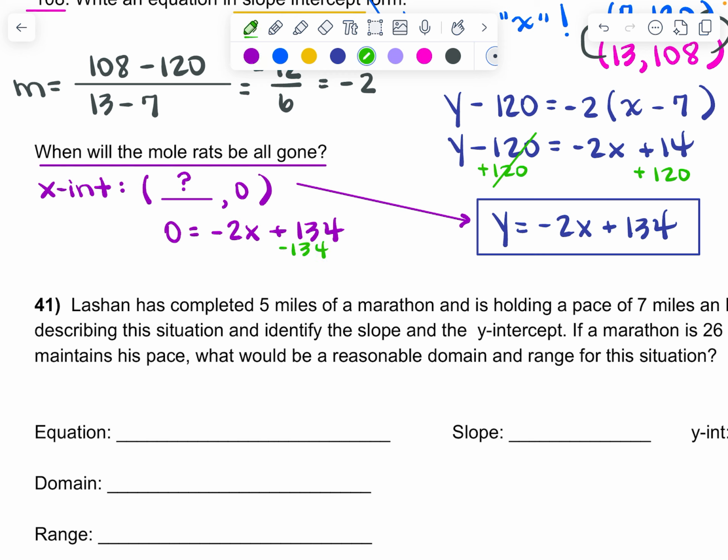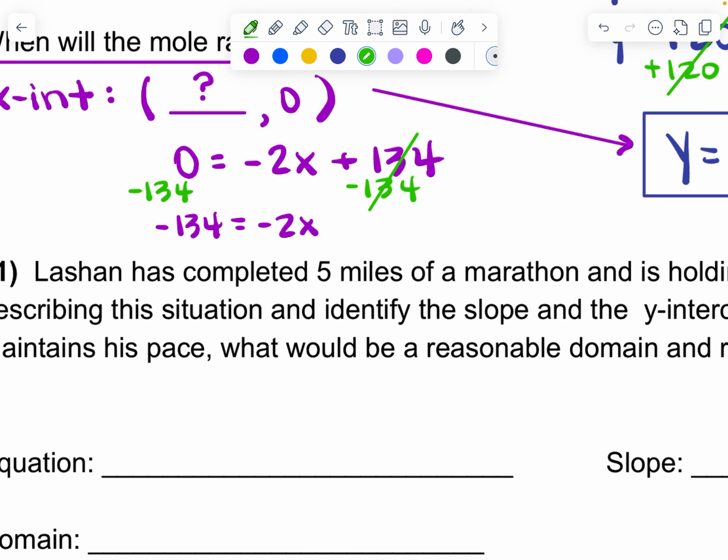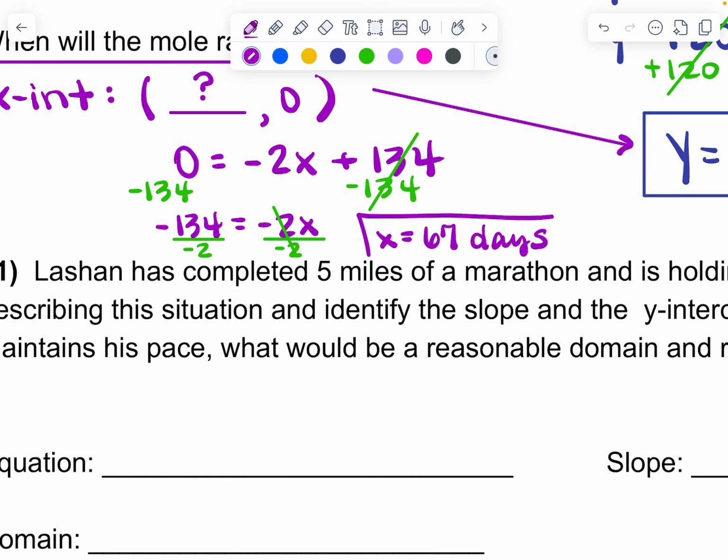And then we're going to solve for x, right? So obviously we're going to subtract the negative 134 over first to start getting the x by itself. Cross those out. That's going to give us negative 134 equals negative 2x. And then we're going to divide by negative 2. And that is going to give us x equals 67. And that would be 67 days.